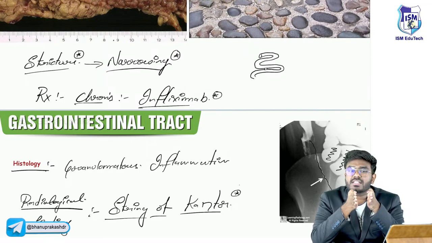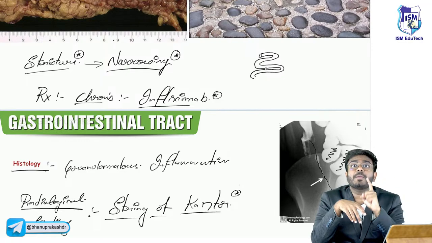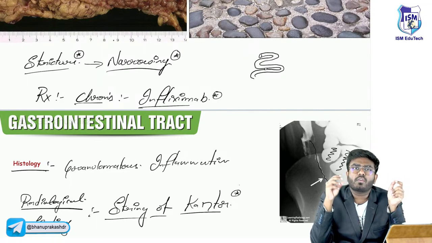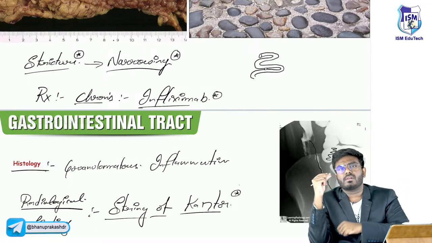Transmural inflammation means all the layers are involved: Crohn's disease. Skip lesions: Crohn's disease. Creeping fat appearance: Crohn's disease. Stricture formation: Crohn's disease. String sign: Crohn's disease. Infliximab: Crohn's disease. Granulomatous inflammation: Crohn's disease.